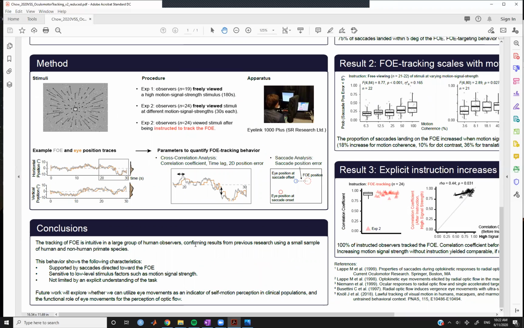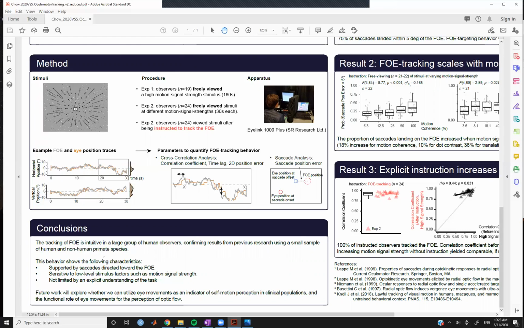So overall, we conclude that the tracking of the FOE is intuitive in a large group of human observers, based on our findings where we don't instruct participants to track the FOE and they are able to do so. We identify these characteristics of the FOE tracking behavior, and especially the fact that explicit understanding or explicit instruction of the task is not required for this behavior to happen.